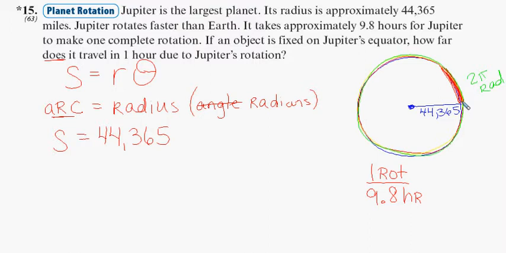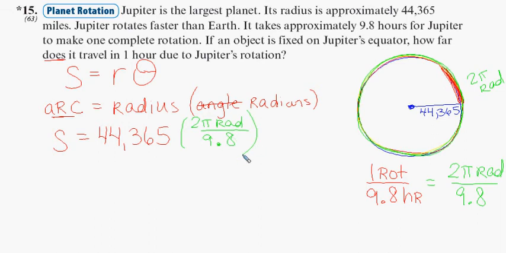So to figure out how many radians are passed through in 9.8 hours, we know they cover 2 pi radians in 9.8 hours, because one rotation is equal to 9.8 hours. So let's just write it like this. We know that that's 2 pi radians in 9.8 hours. So that's where we're going to get this theta value in radians. It's 2 pi radians over 9.8.